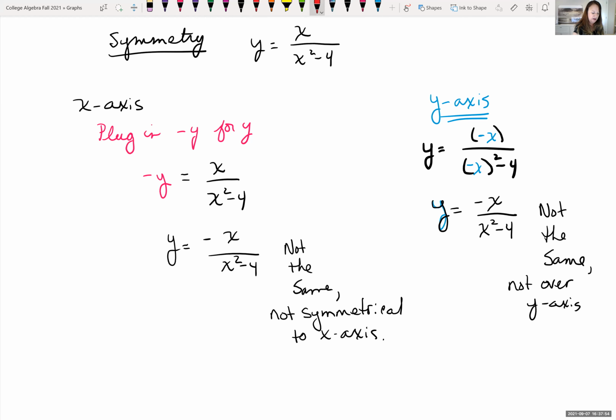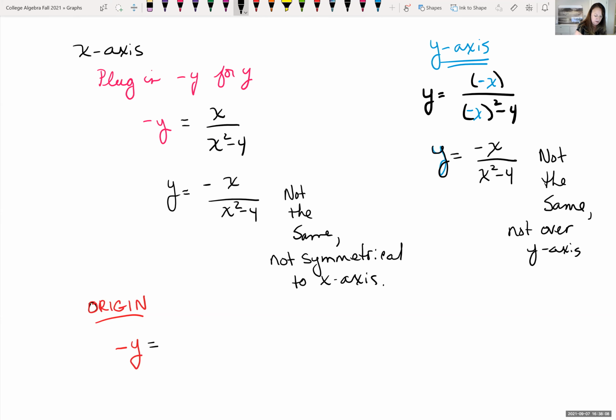And then test for the origin. So plug in -y for y. So we get -y equal to, plug in -x for x. So -x all over -x squared plus 2. I'm sorry, not plus 2. That was the other example. Minus 4.